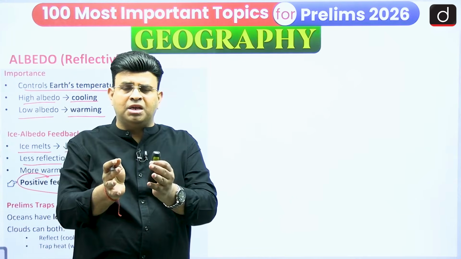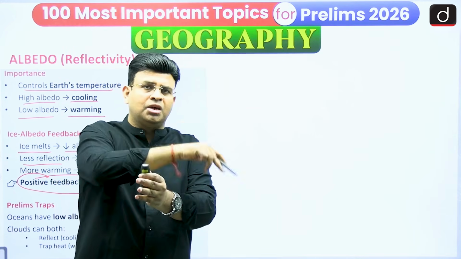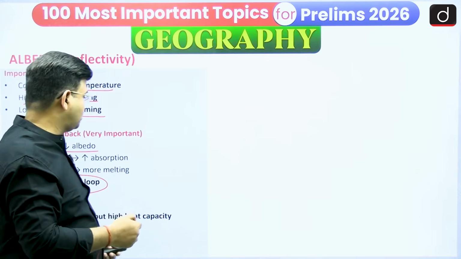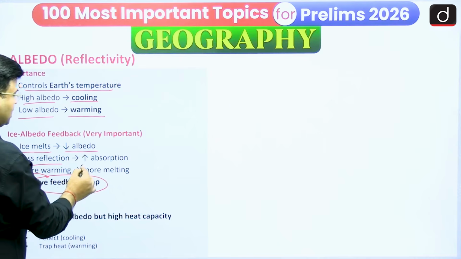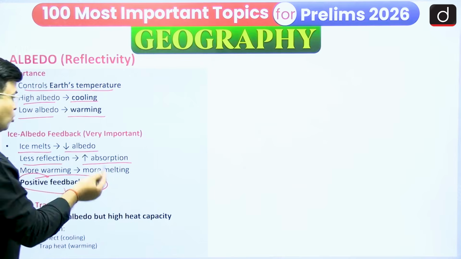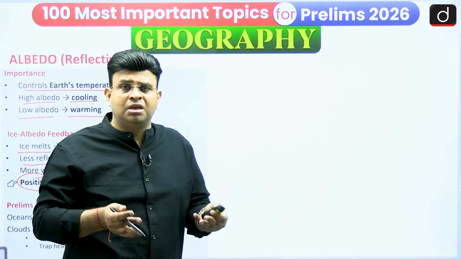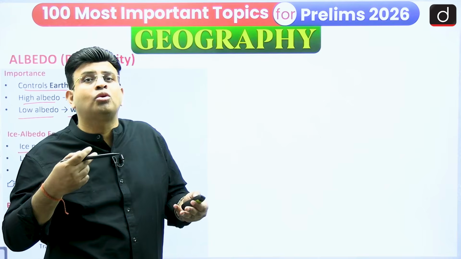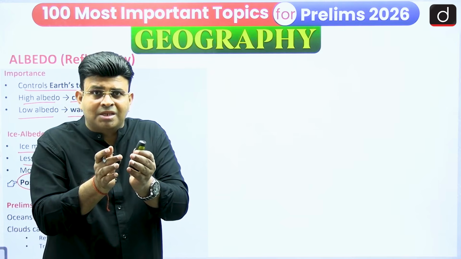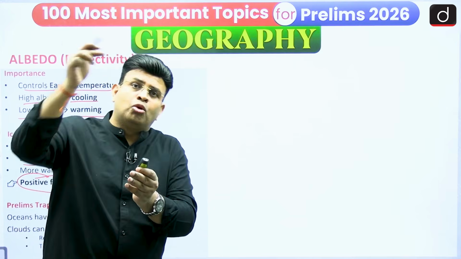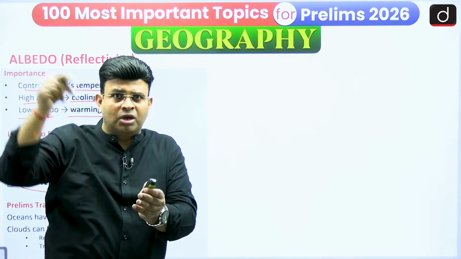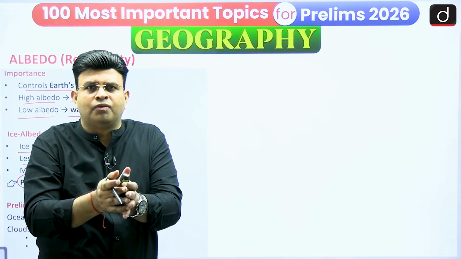Now the ice has melted and reduced, so there is less reflection, and in the ocean there is more absorption. Yes or not? Ocean has the lowest albedo, so it will absorb more. So less reflection means more absorption by the ocean. Is it okay? More absorption means more heating, and the ice left over becomes further less, with more absorption, less reflection, and further more heating, causing further ice to finish.